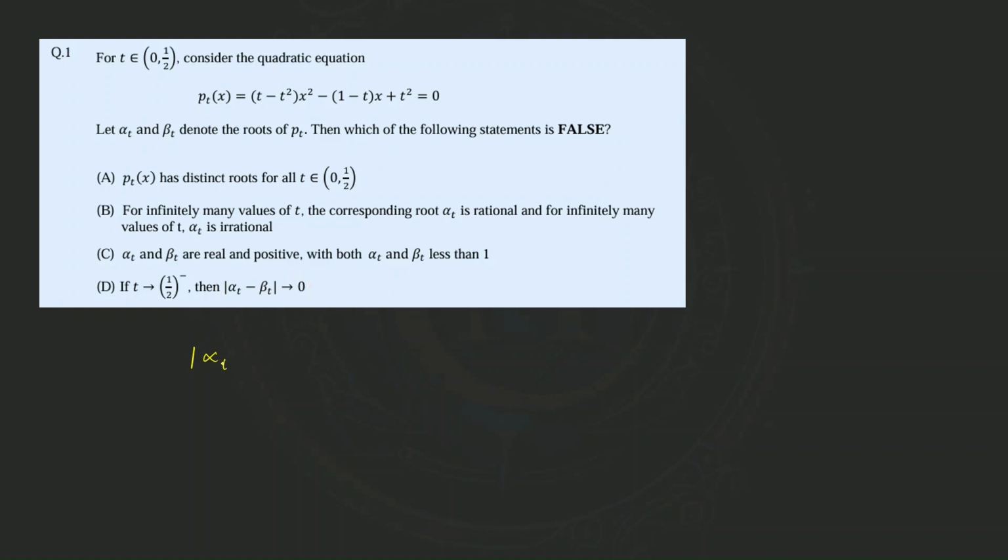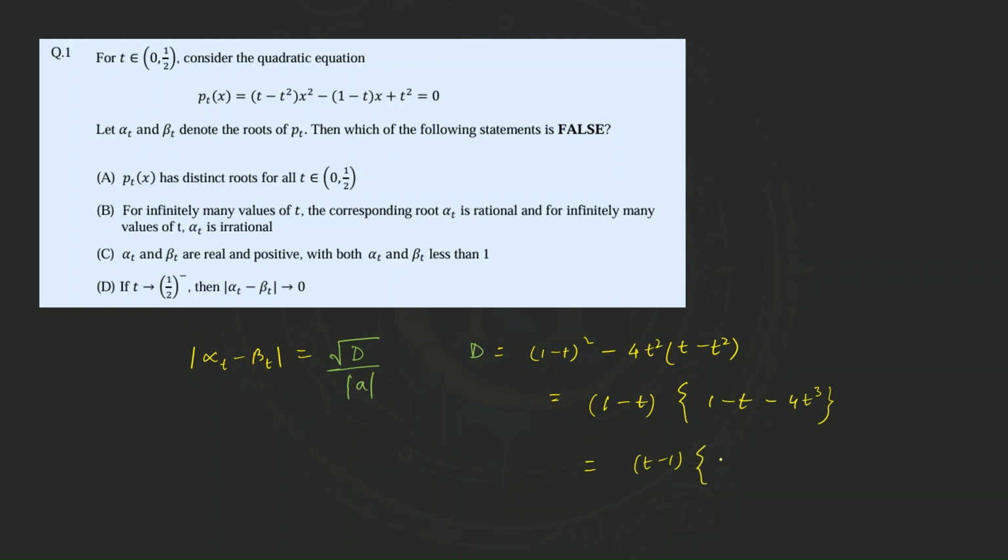So we know mod of α_t − β_t will be nothing but root under D divided by mod of a. What is D? D is the discriminant of this quadratic equation. So what will be the discriminant? We can find this. This will be (1 − t)² − 4t²(t − t²), right? So we can take (1 − t) common, and it will be (1 − t) − 4t³. So we can write this as (t − 1)(4t³ + t − 1).